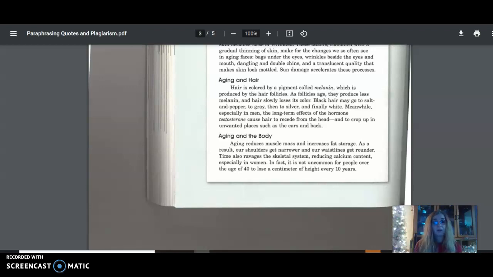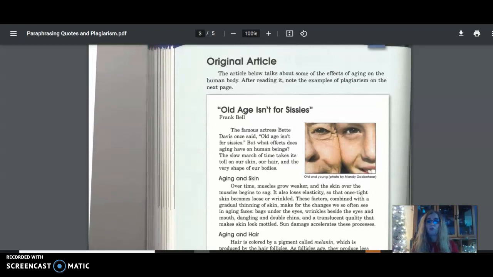Meanwhile, especially in men, the long-term effects of the hormone testosterone cause hair to recede from the head and to crop up in unwanted places such as the ears and back. Aging and the body. Aging reduces muscle mass and increases fat storage. As a result, our shoulders get narrower and our waistlines get rounder. Time also ravages the skeletal system, reducing calcium content, especially in women. In fact, it is not uncommon for people over the age of 40 to lose a centimeter of height every 10 years.